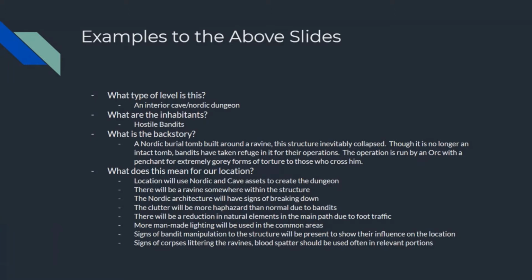But what we infer from it can be wildly different from person to person. For example, this is what I gleaned from it. We have the Nordic and cave assets that are determined by the type of level, so that's guaranteed to be there. The lore tells us this is going to be a ravine, so we should show a ravine in the structure. Then since we said there was a collapse, we're going to show signs of the Nordic architecture breaking down.